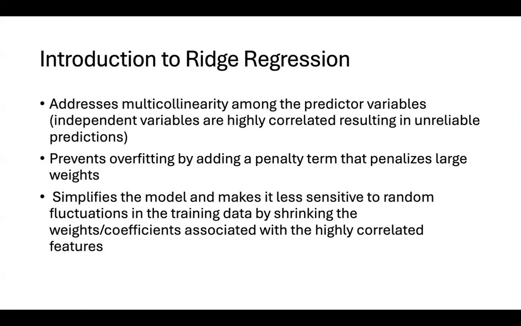Ridge regression addresses multicollinearity among the predictor variables. This is when independent variables are highly correlated, resulting in unreliable predictions. It prevents overfitting by adding a penalty term that penalizes large weights. It simplifies the model and makes it less sensitive to random fluctuations in the training data by shrinking the weights or coefficients associated with the highly correlated features.